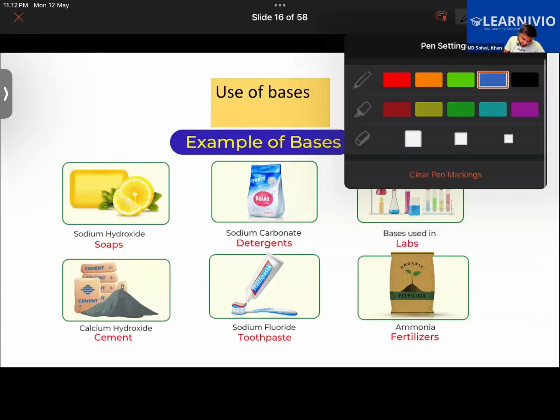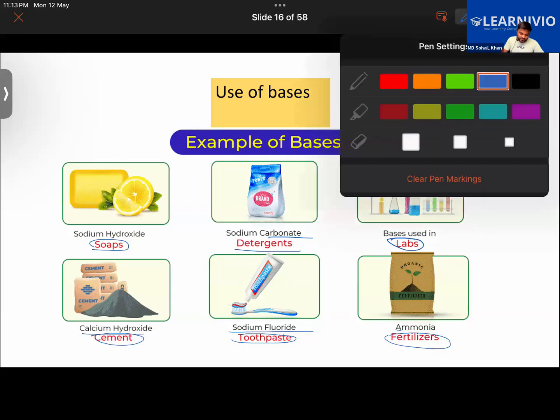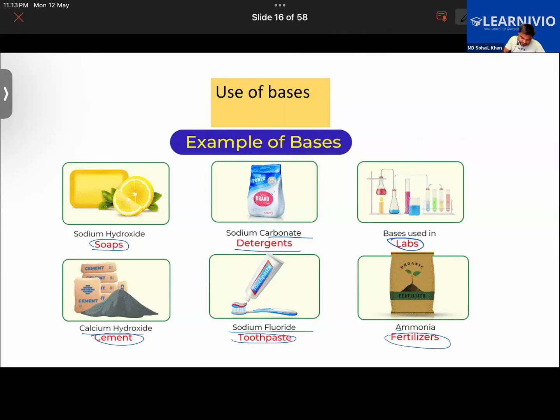Yes, sir. Thereby we have got different uses of bases. In the manufacturing of soap, sodium hydroxide is used. For manufacturing of detergent, sodium carbonate is used. In the labs, different types of bases are used. In the manufacturing of cement, calcium hydroxide is the base that is used. In toothpaste, sodium fluoride is used. In fertilizers, ammonia is used. So these are some of the different uses of the bases. Got it? Particularly in the window cleaners, ammonium hydroxide is used.